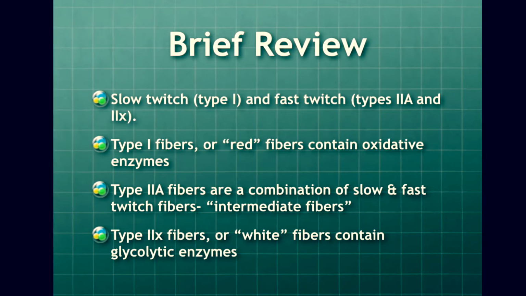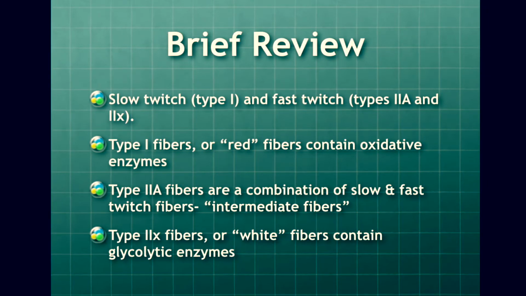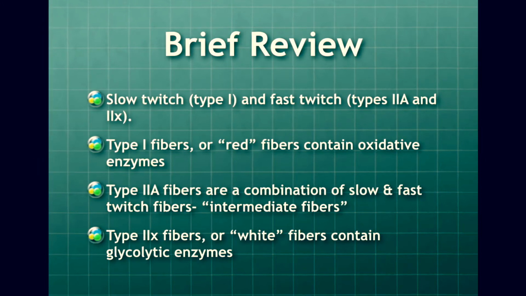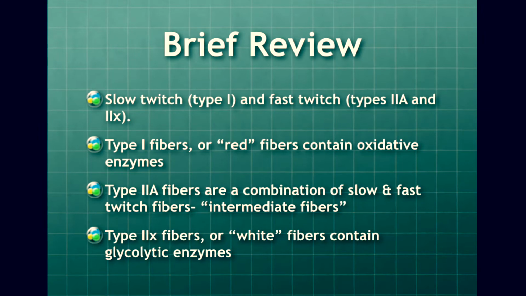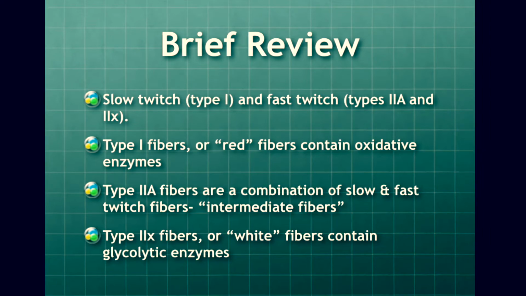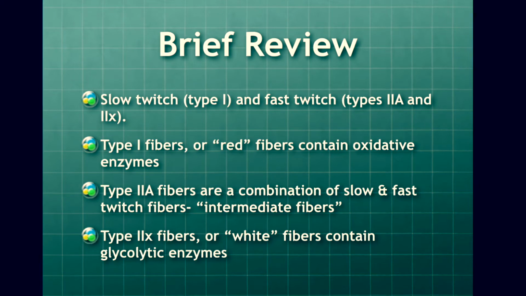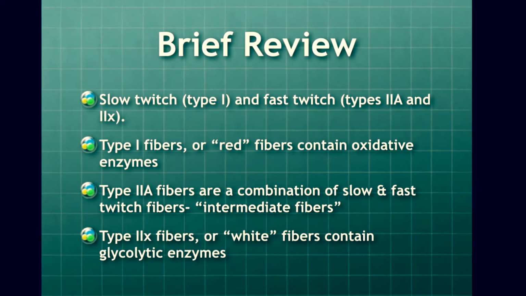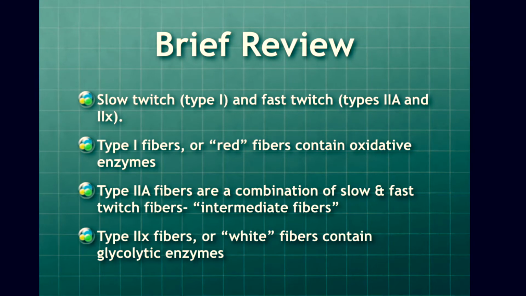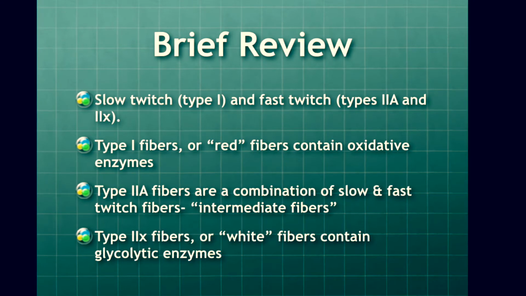And lastly, we have the type 2X, which are your fast twitch muscle fibers, and these are mostly recruited in explosive, sprint performance activities, and more so if you were to test a 1 rep max, these are the muscle fibers that you're primarily recruiting. It's important to note, however, that during any physical activity, you're going to recruit all three, but the extent to which each muscle fiber is recruited depends on the velocity of the movement and the duration of the activity.